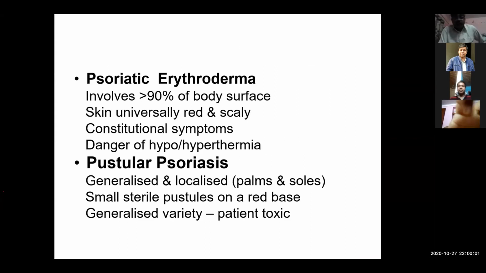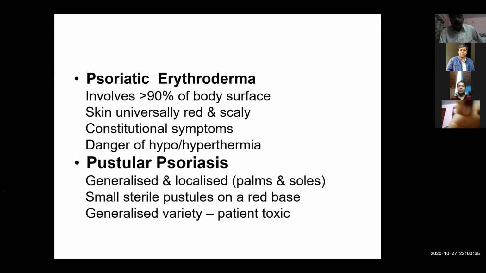Now, psoriatic erythroderma. As I again mentioned, this involves greater than 90% of the body surface area. Skin is red and scaly, right? The patient may have constitutional symptoms. Excessive loss of scales may lead to patients losing proteins and electrolytes. The patient may have hypothermia or hyperthermia, fever, malaise, everything. So dermatological findings along with constitutional symptoms together will be grouped under psoriatic erythroderma.